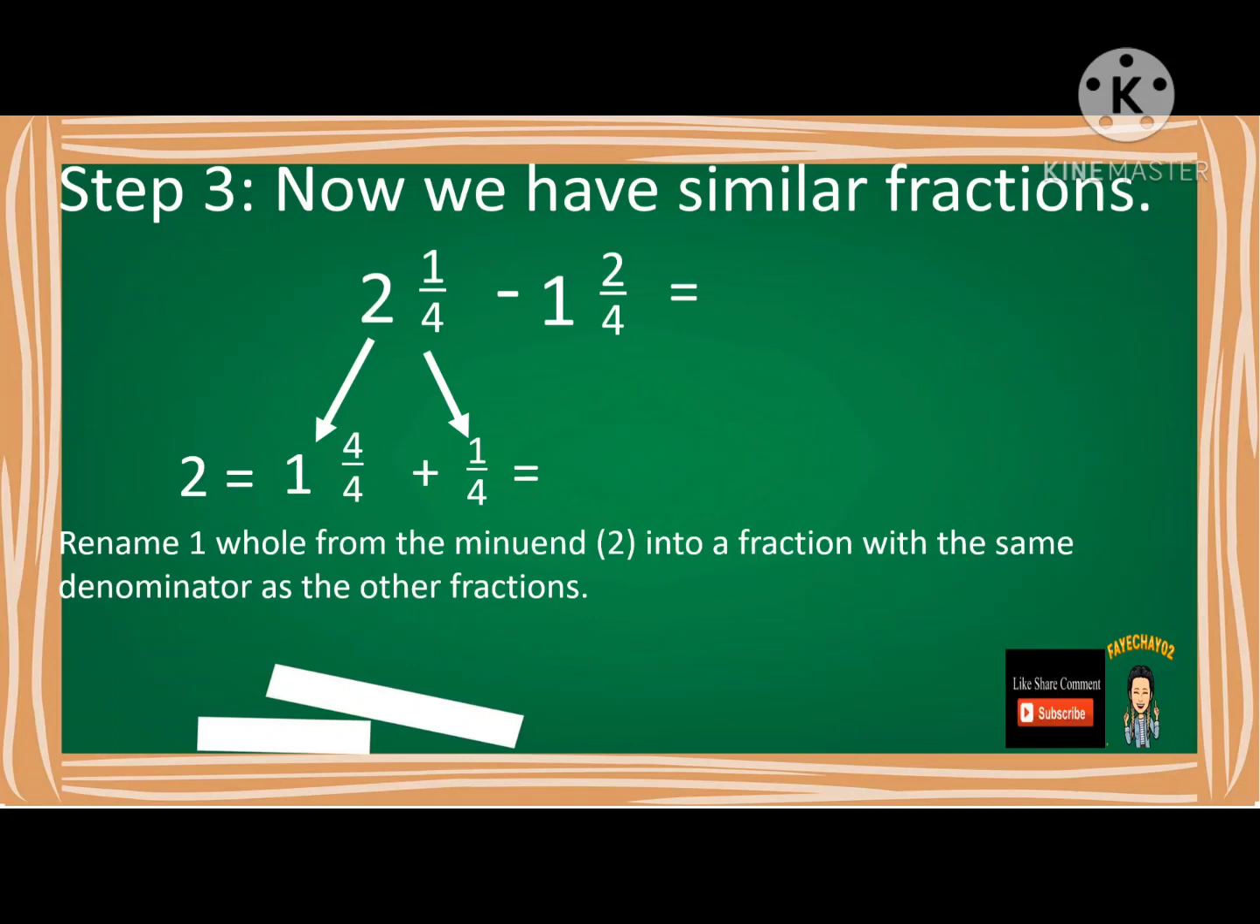So again, copy the whole number, which is 1. Then add the fractions. So add the numerators first. 4 plus 1 is equal to 5. And then copy the denominator. So we now have a new fraction, which is 1 and 5/4 minus 1 and 2/4.